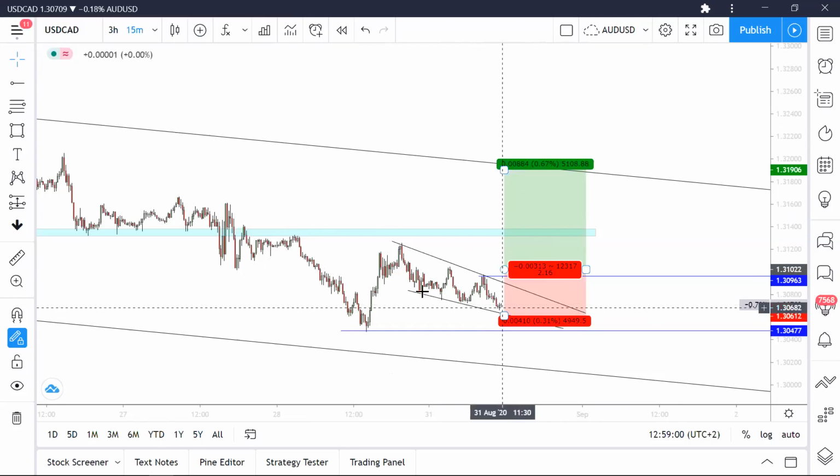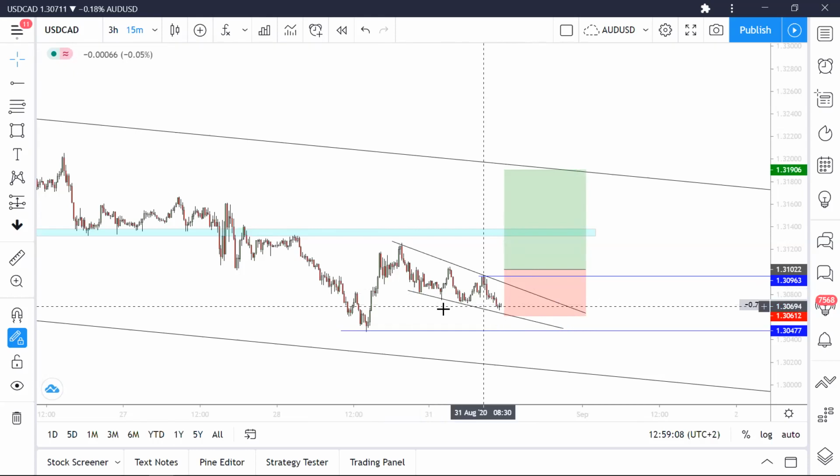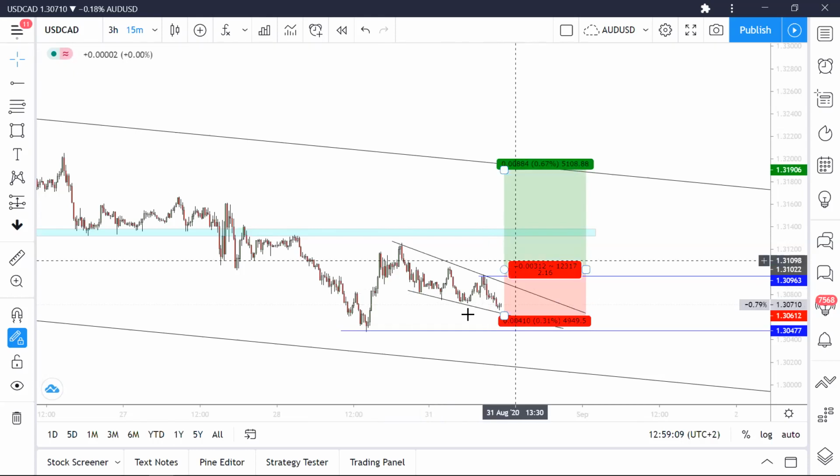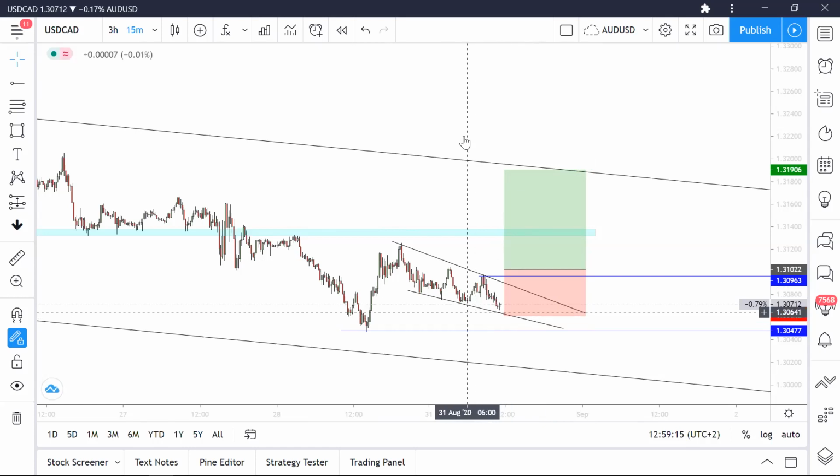Should it happen that price actually does respect this structure here and makes a move to the upside, then you could be looking at having a stop loss just below this low that it does form here. So I just hope you guys find this helpful. I'll be sending more currency pairs that I am looking to trade this week.